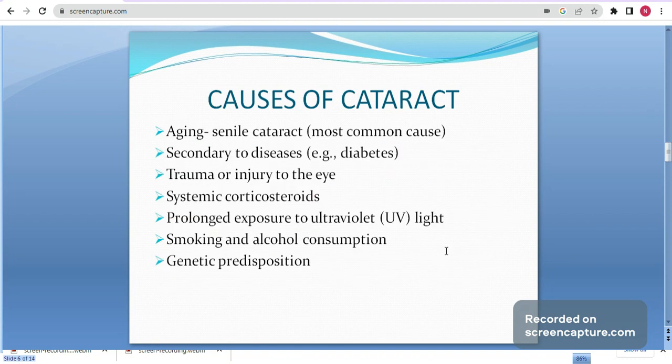Okay, now what are the causes of cataract? The causes of cataract could be aging, that is called senile cataract, the most common cause. It could be secondary to any disease like diabetes, trauma or injury to the eye, systemic corticosteroids, prolonged exposure to ultraviolet light, smoking and alcohol consumption, and genetic predisposition.